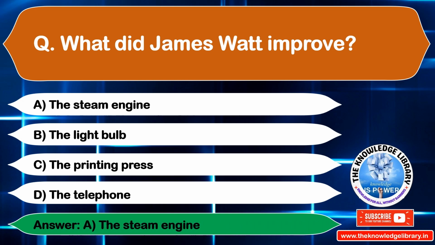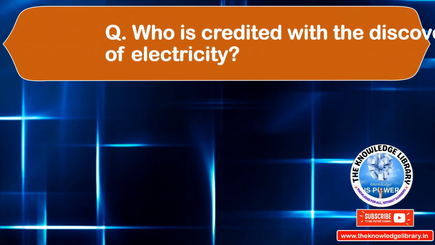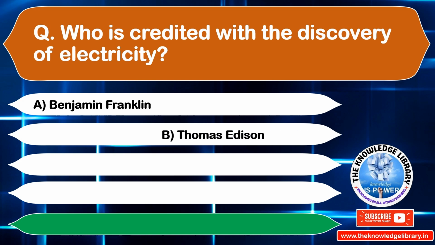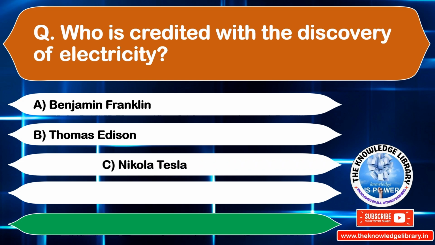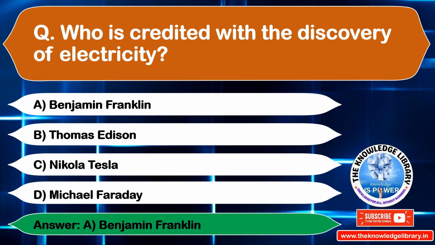Moving to the next question. Who is credited with the discovery of electricity? Option A, Benjamin Franklin. Option B, Thomas Edison. Option C, Nikola Tesla. Option D, Michael Faraday. The correct answer is option A, Benjamin Franklin.